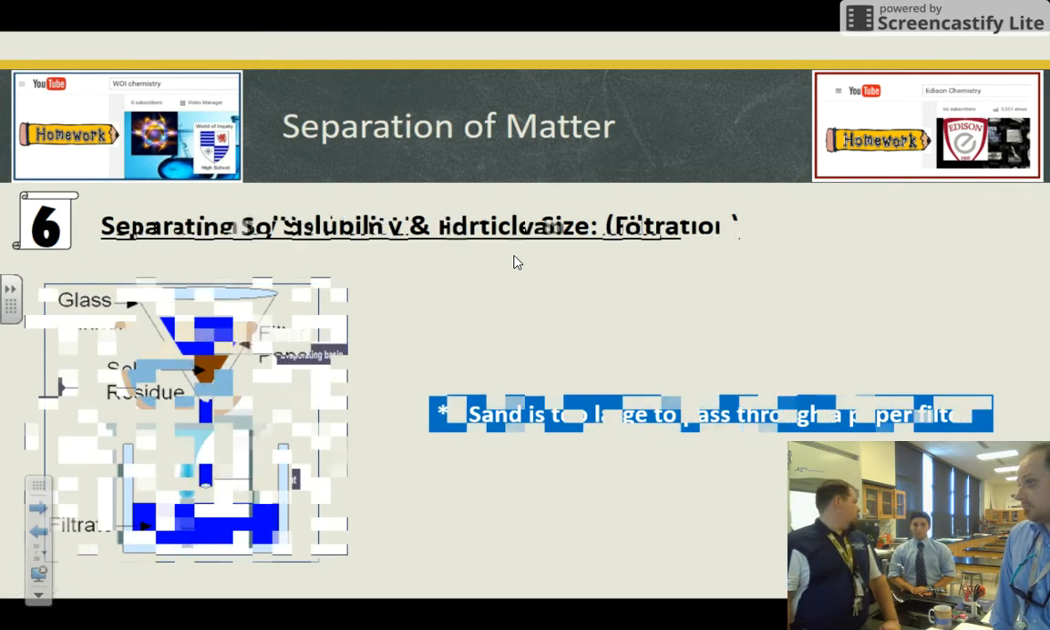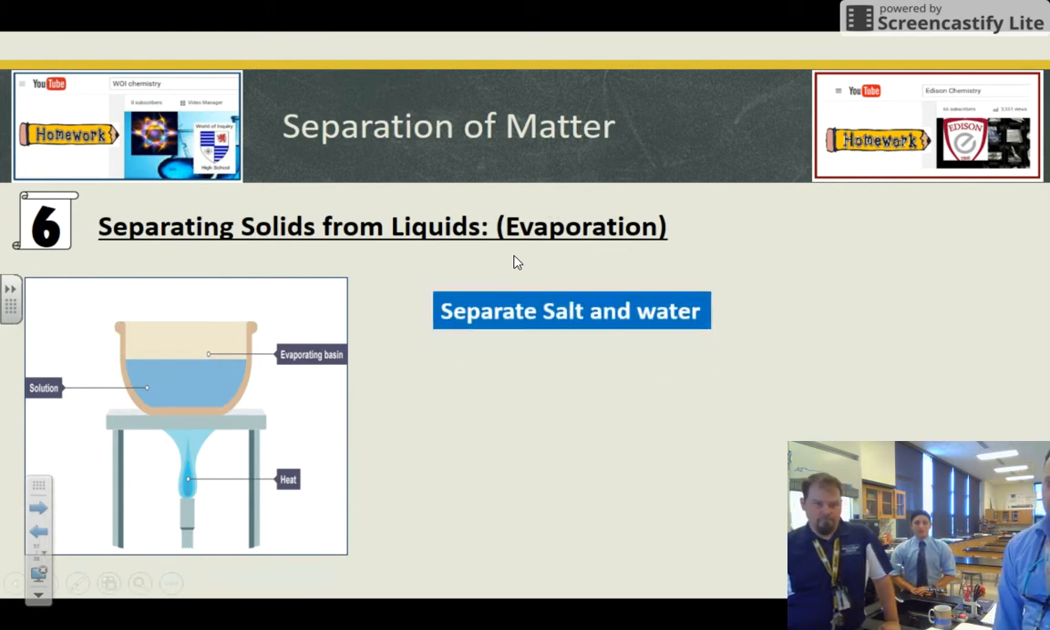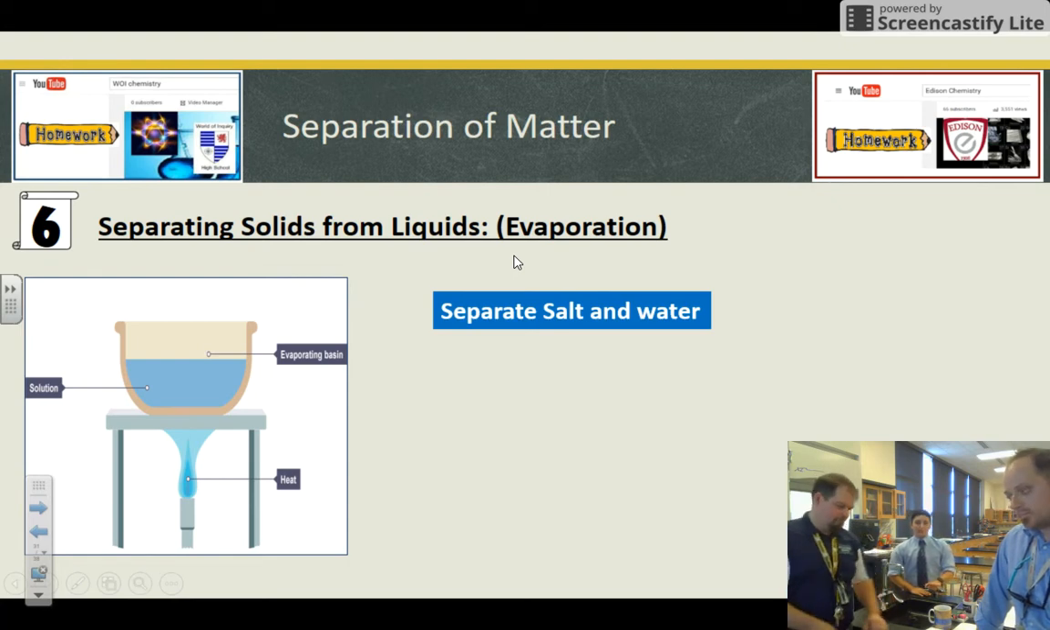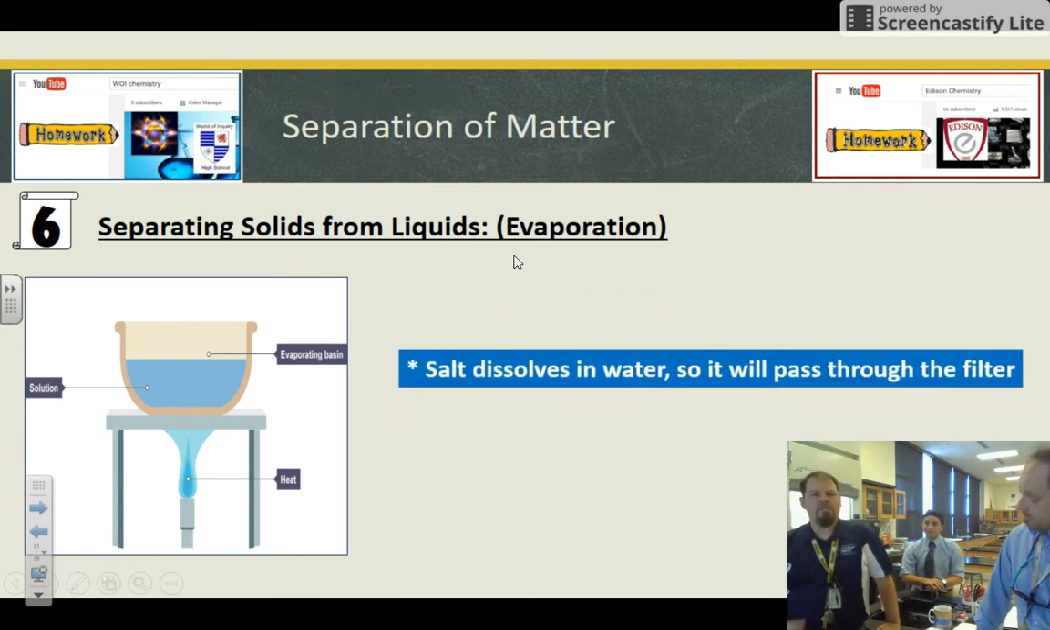Ready? Okay. Next up, we've got evaporation. So one example is that you have salt and water. Salt is going to dissolve in the water, so you can't use filtration like we said before. So here you can heat up that mixture and the water will evaporate off, and then you have the salt left over. Precisely. Perfect.